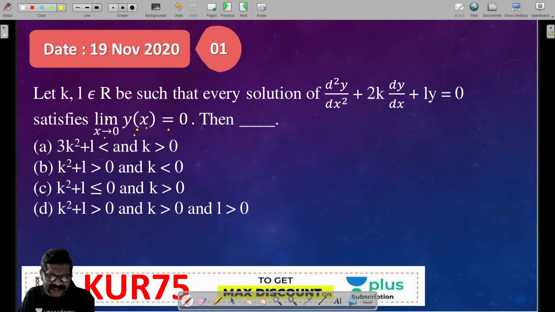This condition is satisfied only when the roots are negative real roots. Whenever roots are negative real roots, then limit x tends to infinity, y of x value will be 0. That's why I am going to verify that condition.